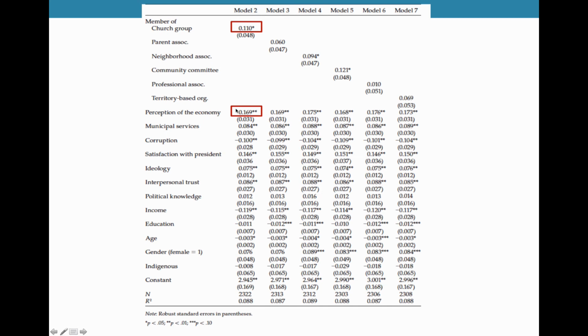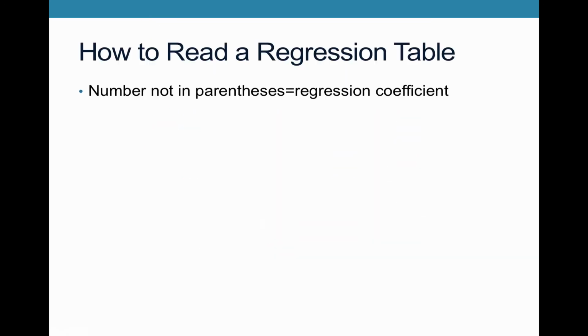Perception of the economy. Once again, here's the regression coefficient. And on a 1 to 7 scale, how you view the economy is doing is going to have this impact of 0.169 on your support for democratic institutions. And then finally, education. We see this one is negative. So the more education you have, the less your support for democratic institutions will be. Okay, so here are these regression coefficients.